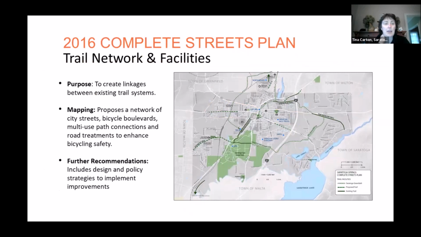Then trail and network, this is building off the bikes. So this is also from our Complete Streets plan. And we're really trying to build out the trail networks and facilities throughout the city, prioritizing the high use areas. We're building out our Saratoga Greenbelt Trail, which is a 24-mile trail in and around the city and through the downtown core. Next slide.